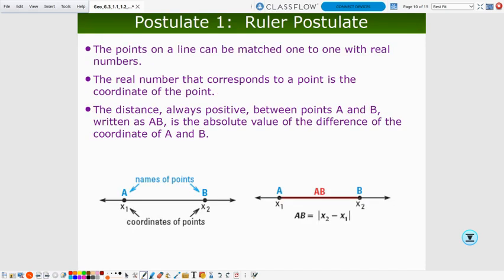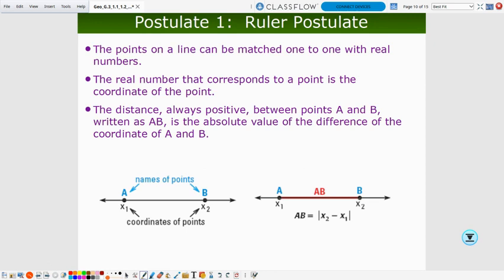Postulate number 1 is the ruler postulate. The points on a line can be matched one-to-one with real numbers. So think of your number line. If you put a line right on there, you've got points on the number line that fit with this. And we can do the same thing here. The real number that corresponds to a point is the coordinate of the point.